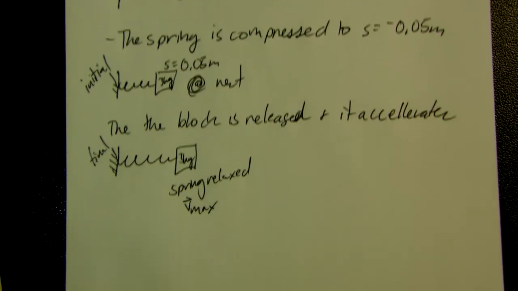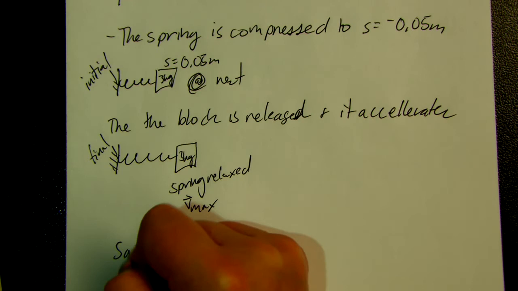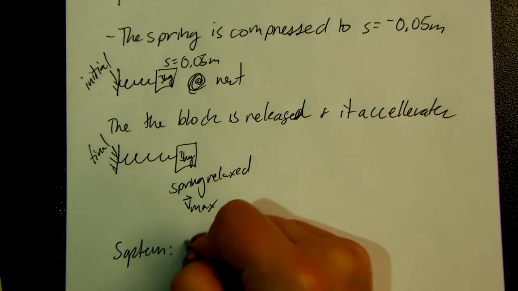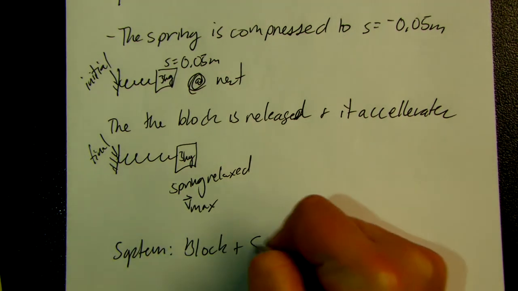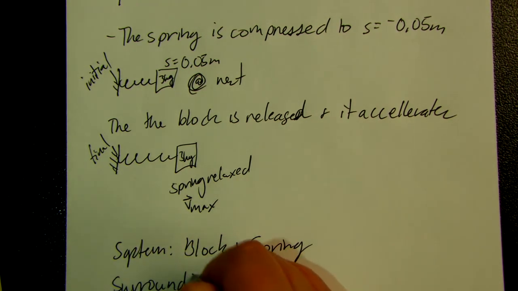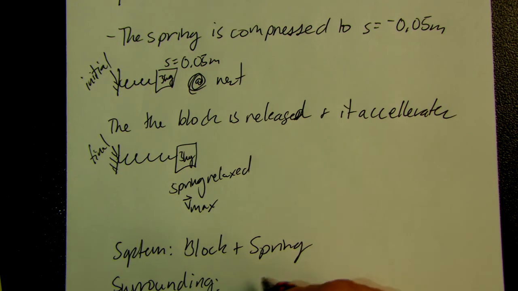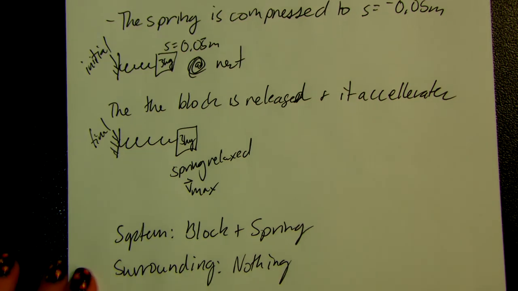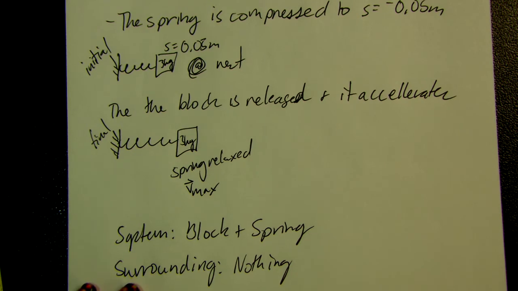All right, so speaking of problems, let's talk about how to analyze them. Our system would be the block plus the spring, leaving nothing in the surroundings. We've already discussed the initial and final state, so I'm not going to do that here. So this is our setup. We're going to be analyzing the setup both from a reference frame that's at rest, which will be very familiar, and a reference frame that is in motion.